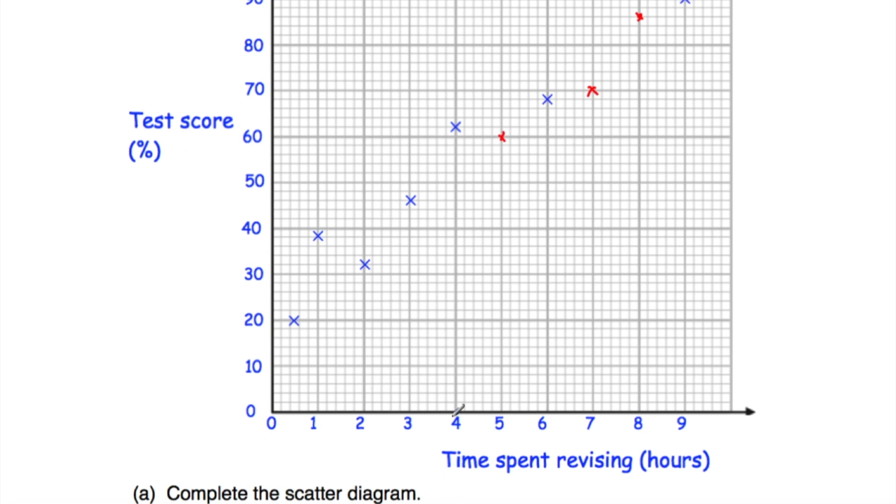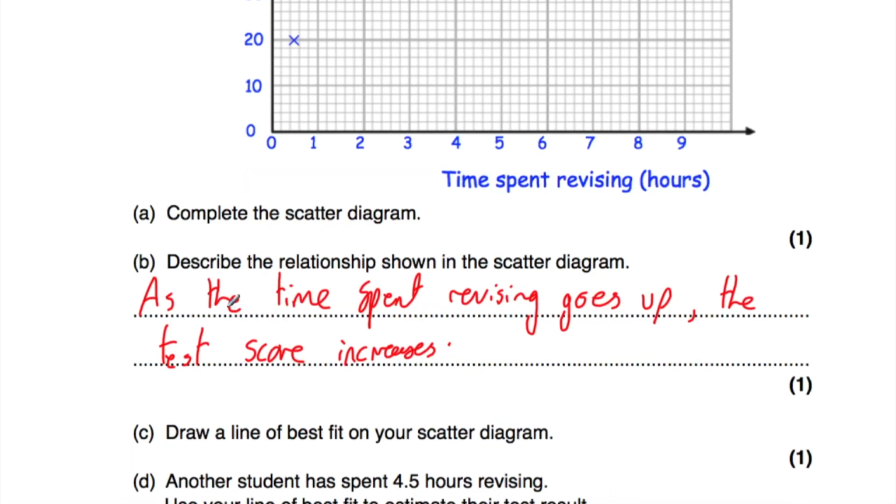So I'm going to say as the time spent revising goes up, the test score goes up. So let's do that. And that's it. So I've just written, as the time spent revising increases, the test score increases. So that's describing the relationship.